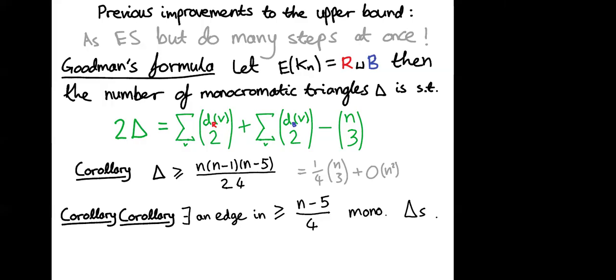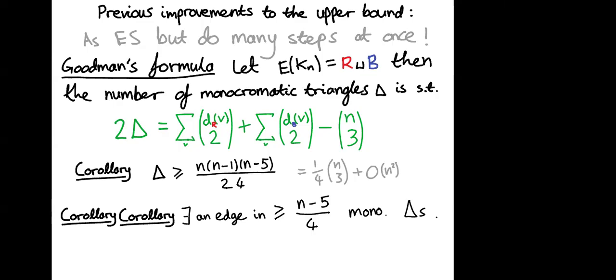Corollary. There exists an edge which is in at least (n-5)/4 monochromatic triangles. Well, how do we know this? There are n choose 2 edges. You know how many edges there are. And you have a lower bound on monochromatic triangles. So you just divide this by n-1. You think just divide by n choose 2, but then I think you need to divide by 3, because you count each triangle 3 times. Okay. Anyway, this is the number of monochromatic triangles you can guarantee on a single edge, which kind of makes sense, right?